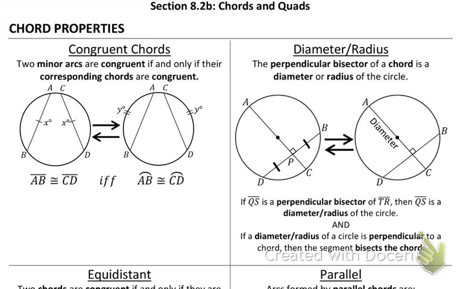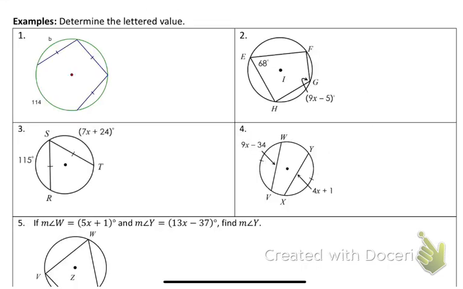What I'm telling you is, if you have two chords that are congruent, the arcs they subtend are also congruent. And this works both directions. If two arcs are the same, then the chords they create will be congruent. Let's go ahead and do some practice with those.